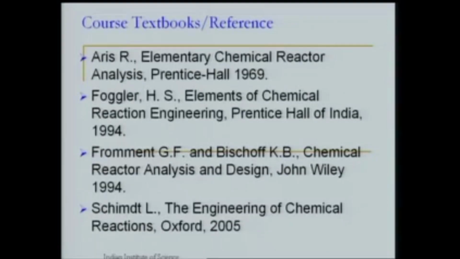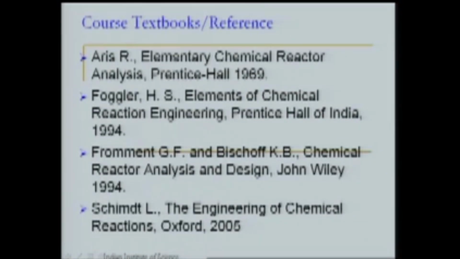So, let me also highlight some of the good textbooks or reference books from which material for this lecture has been taken. The first book is a classical book by Aris, who was a mathematician turned chemical engineer, on elementary chemical reactor analysis. The second book you probably are all familiar with is Fogler's book on elements of chemical reaction engineering, and this is one of the books where you have a lot of material with which you can get hands on experience and so on. But more importantly, it is available as an Indian edition, so it is affordable.